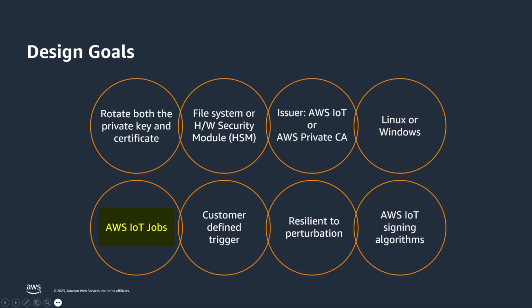AWS IoT jobs encapsulate the certificate rotation process. Customers can use the powerful feature set of jobs to manage certificate rotation at scale across their fleet. Since a certificate rotation is triggered by creating a job, customers have flexibility in defining the rotation trigger to suit their own business needs. The solution is designed to be resilient to perturbations such as power loss, device reboot, or Greengrass service restart. And finally, the solution supports all of the certificate signing request signing algorithms supported by AWS IoT Core.